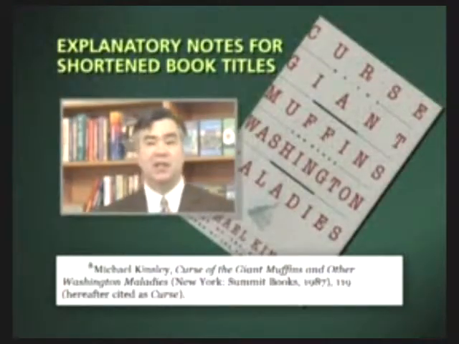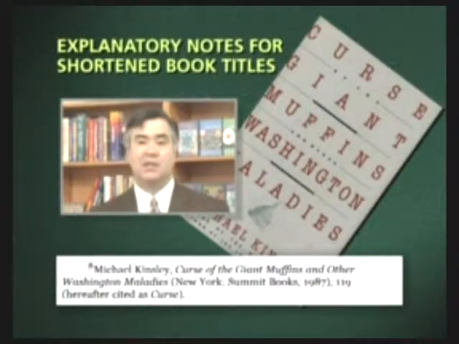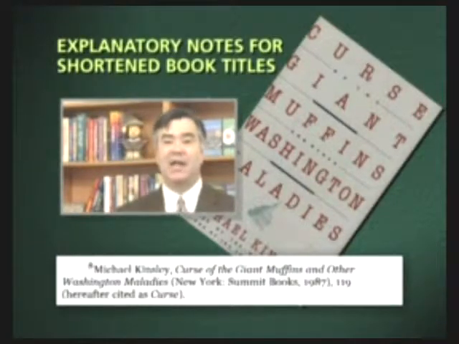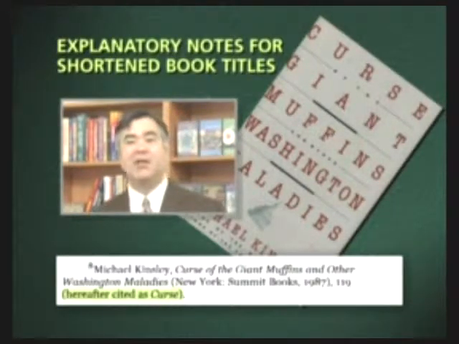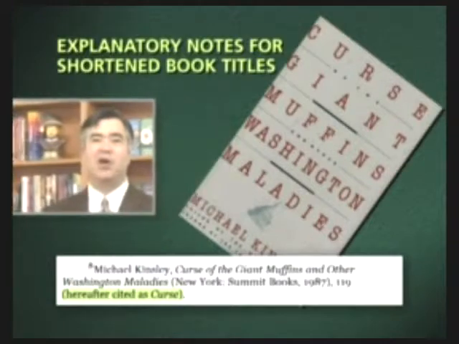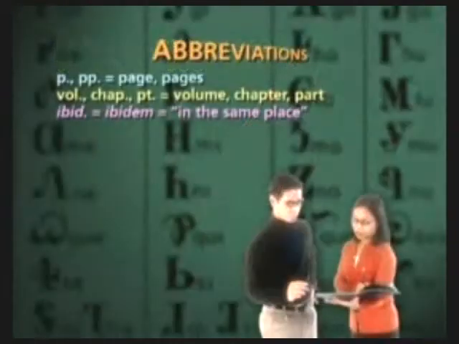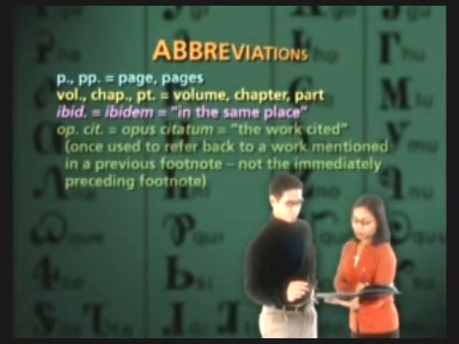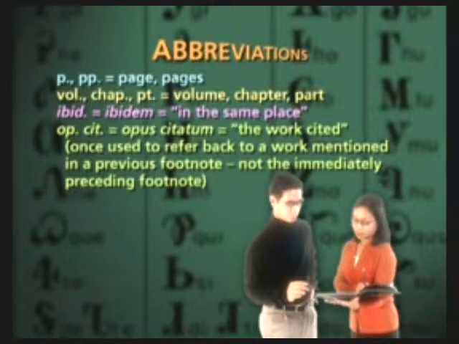So take a look at this sample footnote. Michael Kinsley, Curse of the Giant Muffins and Other Washington Maladies, New York, Summit Books, 1987, 119, parentheses, hereafter cited as Curse. So now throughout the rest of the paper, whenever you want to refer back to this book, you simply call it Curse.